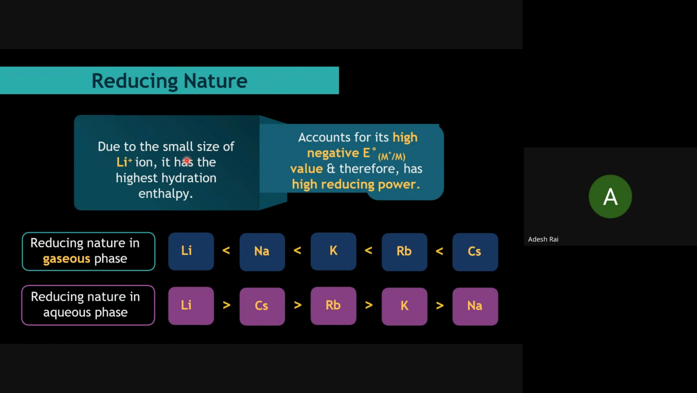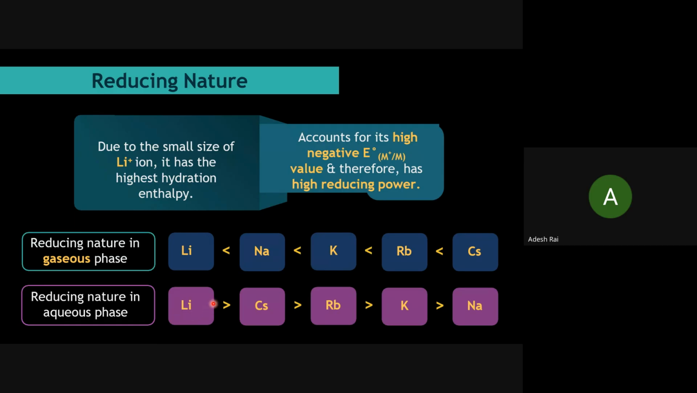Due to the small size of the lithium ion, it has the highest hydration enthalpy, because hydration enthalpy is inversely proportional to size. So the smaller the size, the higher the hydration enthalpy. That we already know. This accounts for its high negative E° value and therefore its high reducing power. So lithium, because it has very high hydration enthalpy, has the highest reducing power in the aqueous phase.